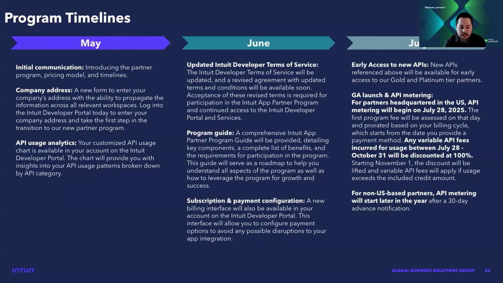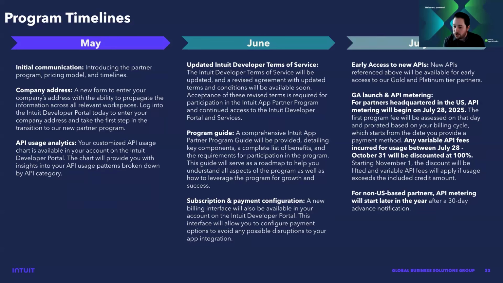You saw a hint to this just a bit ago, but we will have that subscription and payment configuration interface ready ahead of time. And then in July, we'll have early access to the new APIs. So anybody who has already subscribed to the Gold and Platinum tier will be receiving early access. And our GA launch will happen on July 28th.